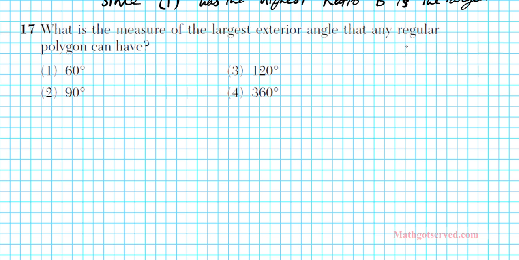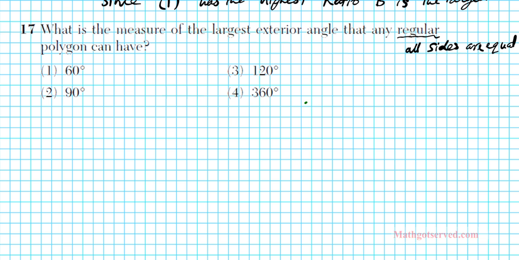So first of all, what does the word regular mean? Regular means that all sides are what? Equal. Okay? All sides are equal. Now, what's the formula for calculating the exterior angle of a polygon? What is the formula? The answer is number of sides divided by 360.